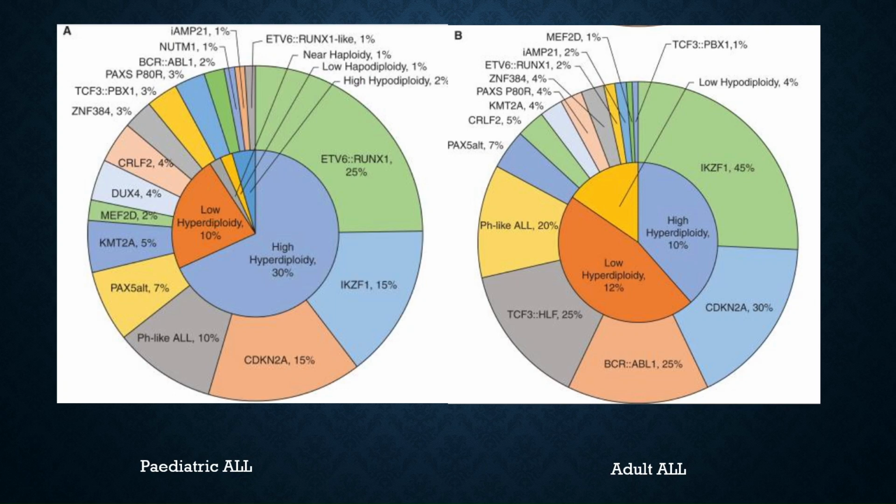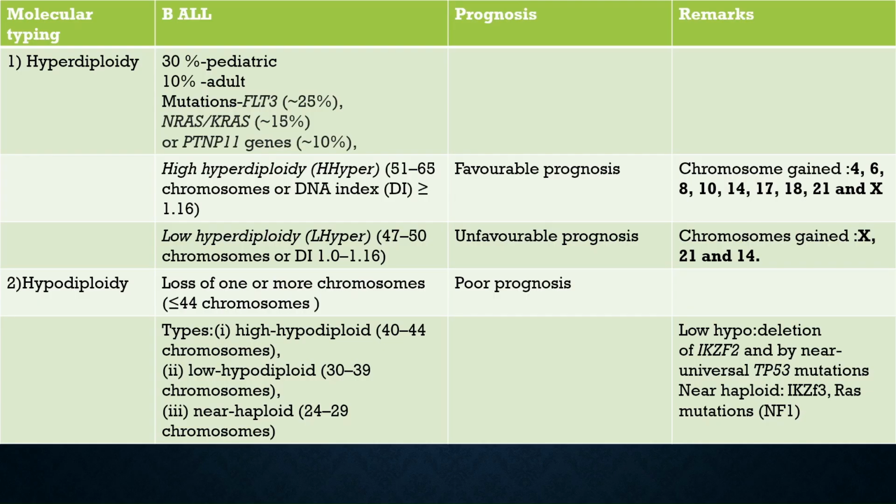This picture shows the pediatric ALL molecular and genetic abnormality distribution and the distribution of molecular and genetic abnormalities in adult ALL. Let's learn one by one. First is hyperdiploidy. It is seen in 30% of pediatric ALL and 10% of adult ALL. The mutations present are FLT3, NRAS, KRAS and PTPN11 genes. There are two types of hyperdiploidy.